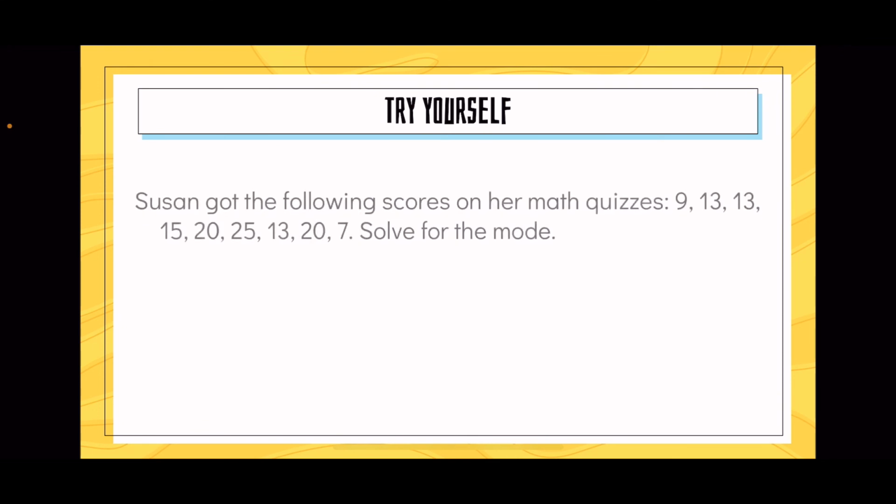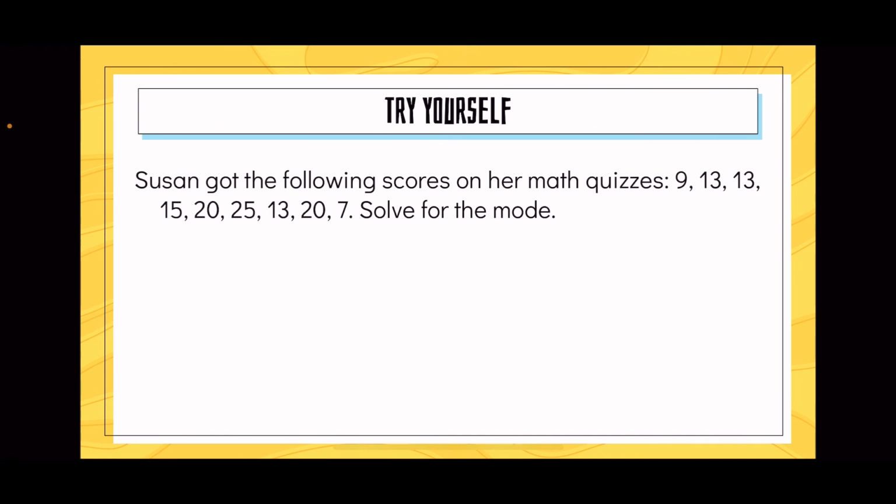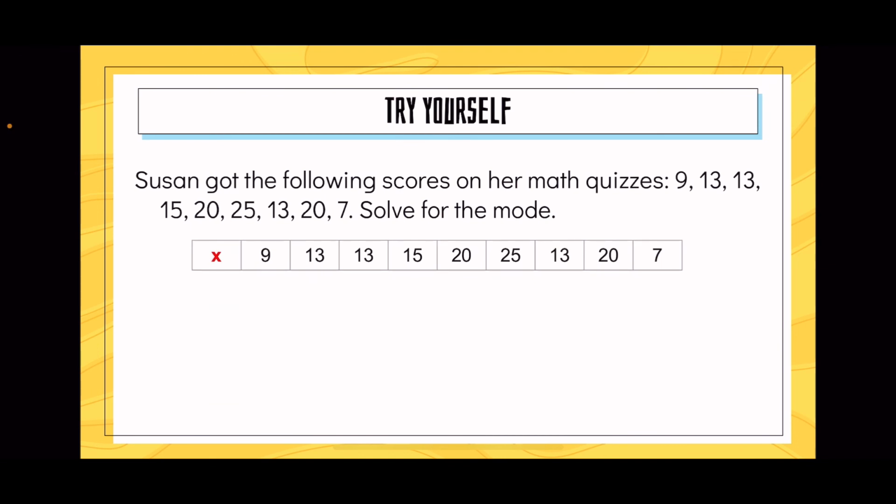So I want you to try this for yourself. This problem is the same as the problem that we had in the mean and median. Susan got the following scores on her math quizzes. Solve for the mode. We have 9, 13, 13, 15, 20, 25, 13, 20, and 7. As I said earlier, we need to arrange this in order for us to see clearly which appears the most.